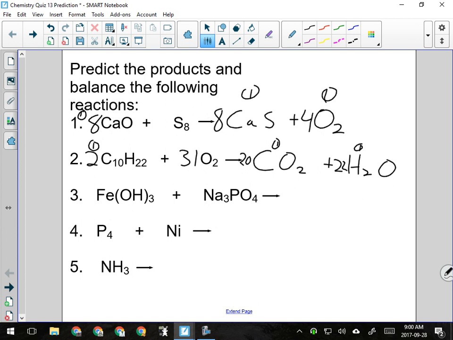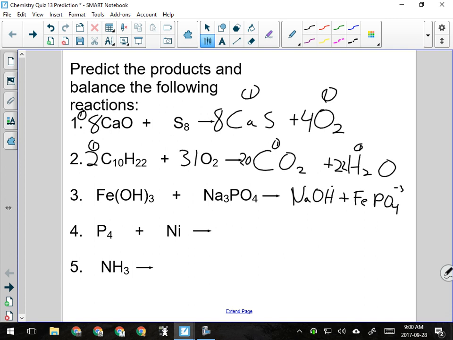All right, so for number 3 here, we got a double replacement reaction. So we're going to swap the 2 metals. So that means that sodium will end up with hydroxide, and iron will end up with phosphate. We have to drop and swap them. This one's a +1, that one's a -1, so that one's fine.